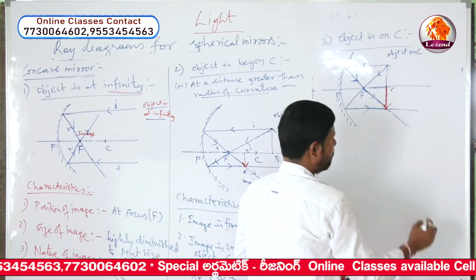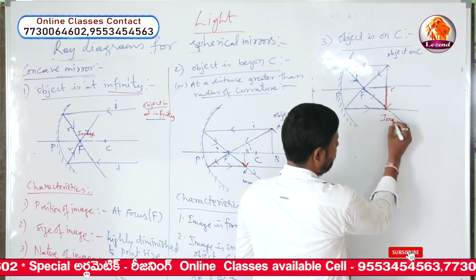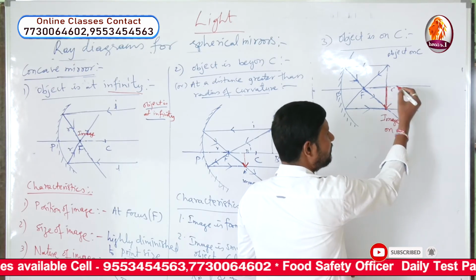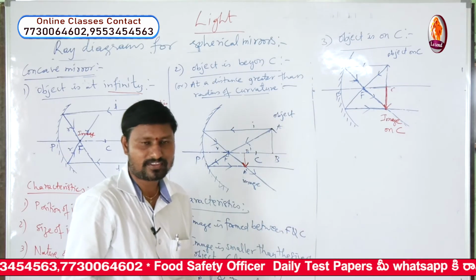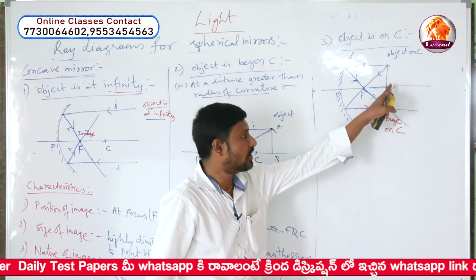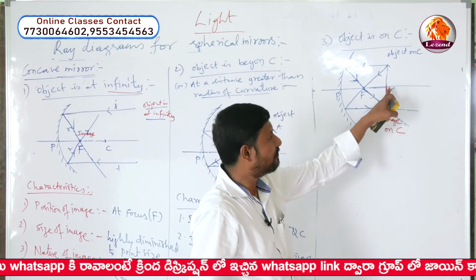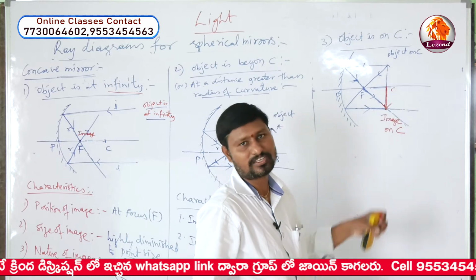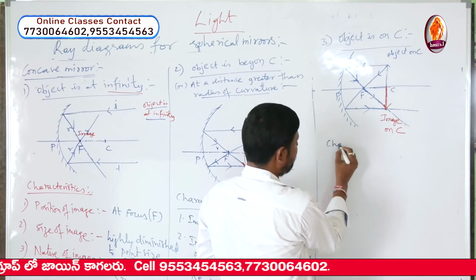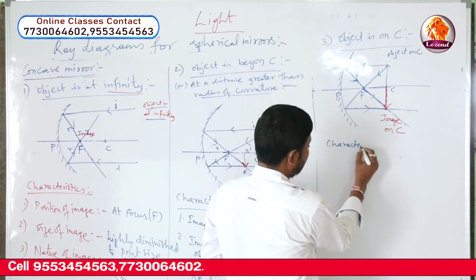This is the image. Image is also formed on center of curvature only. So one of the important points we should understand here is, when the object is on C, image is also formed on center of curvature only. So here are the characteristics, if you write here.